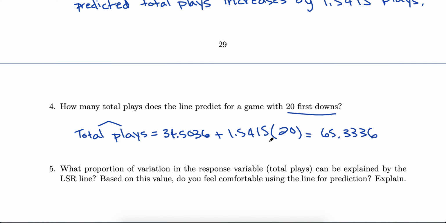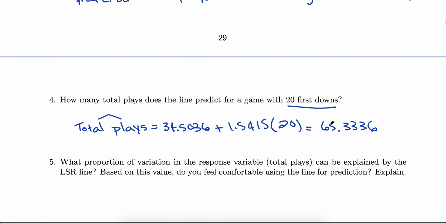If we plug that in, we're going to get 65.3336. Notice everywhere on here there's decimals, and they might seem kind of strange. How can we have 65.3336 for total plays? That's totally fine. We're talking about an average or prediction, so don't round these things, leave them as decimals.